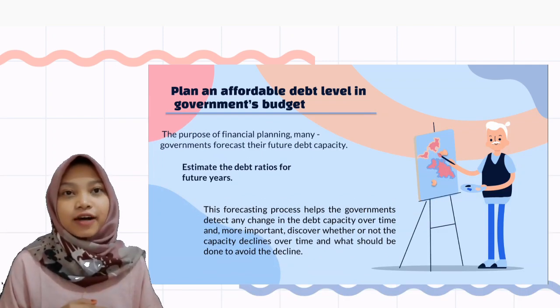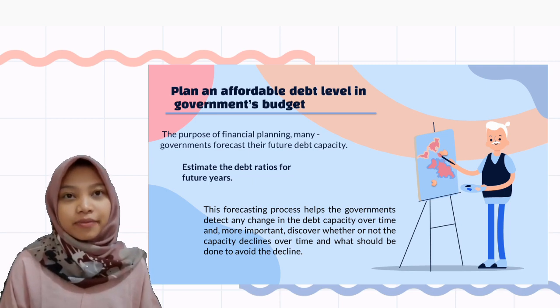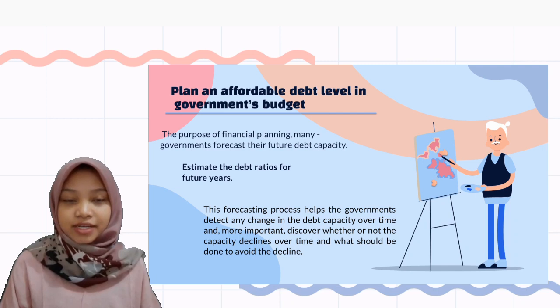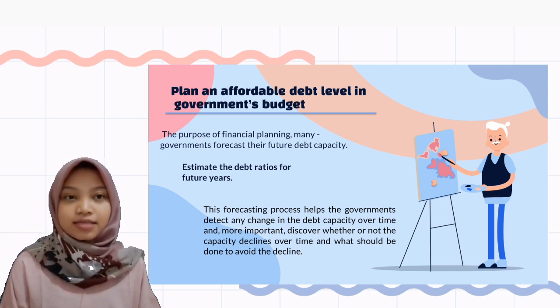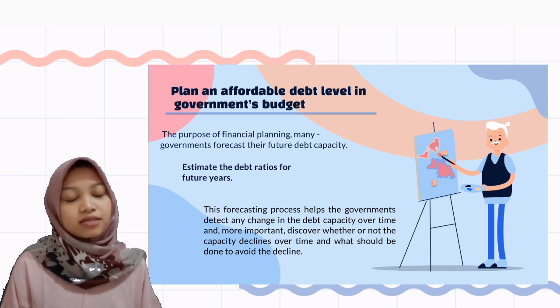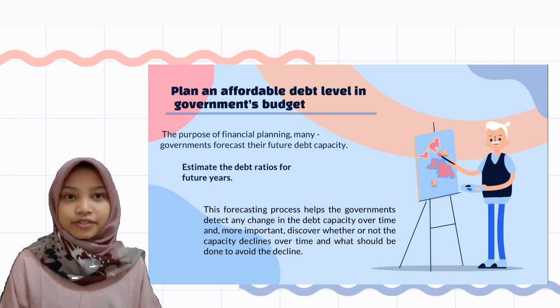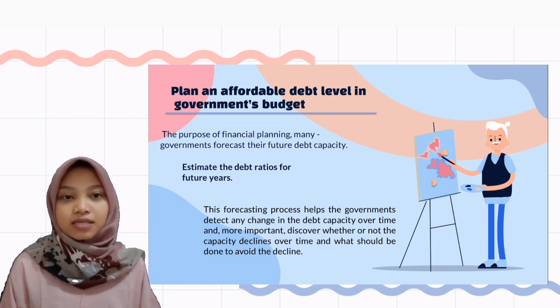For the purpose of financial planning, many governments forecast their future debt capacity to estimate the debt ratios for future years. So, this forecasting process helps the government detect any change in the debt capacity over time, and more importantly, discover whether or not the capacity declines over time and what should be done to avoid the decline.